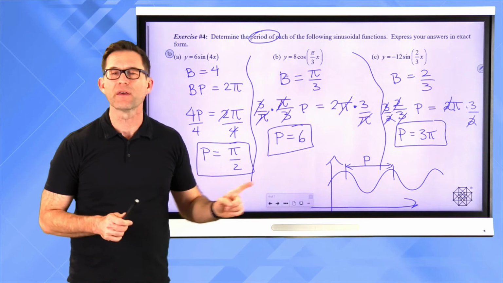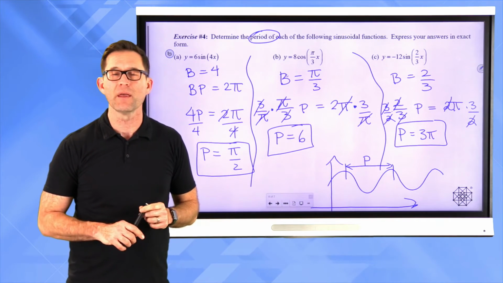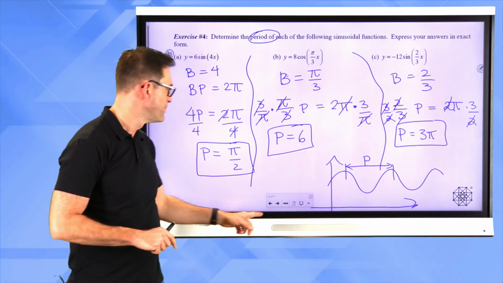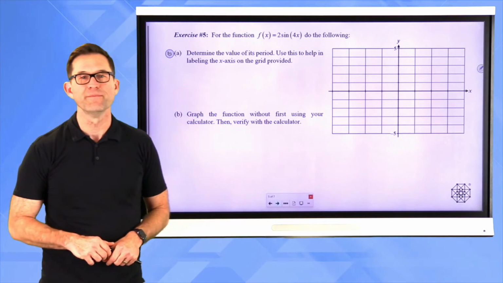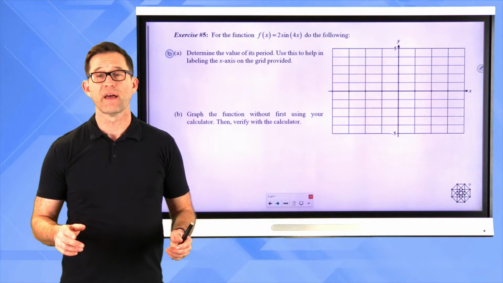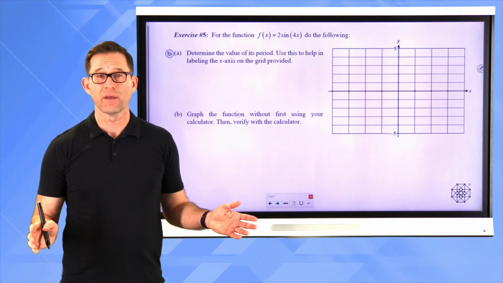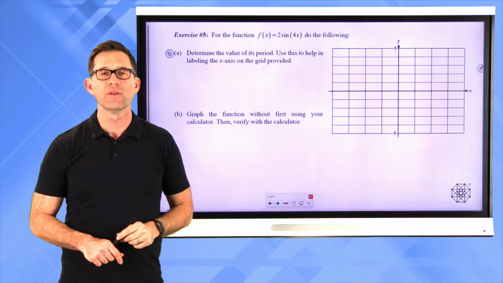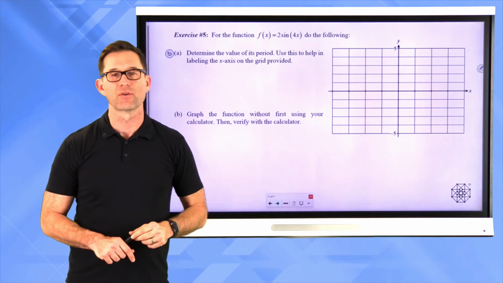And again, keep remembering what the period really means, because when we start to really get into applied problems, that's going to be huge. All right, let's keep working with it. Exercise number 5. For the function f of x equals 2 times the sine of 4x, do the following. Letter A. Determine the value of its period. Use this to help in labeling the x-axis on the grid provided. Fantastic. So what I'd like you to do is, just like we did in our last problem, figure out what the period of this is, and then we'll talk about how you can use that to label the x-axis to get a good graph here.